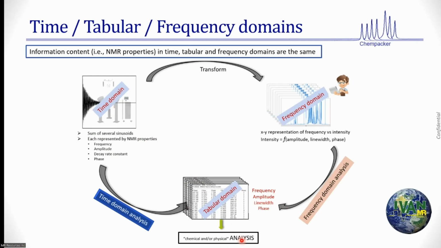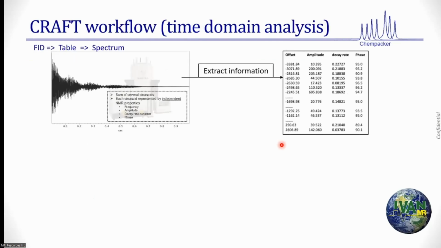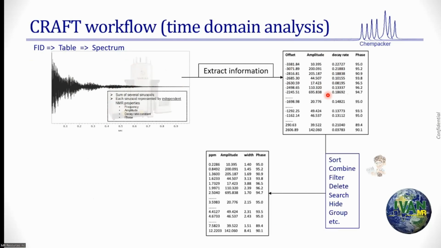All the analysis that we do, whether we like it or not, whether we accept it or not, whether we admit it or not, is in the tabular domain, either on a piece of paper or on a napkin or in your brain. You're still thinking of numbers. The frequency domain is a visual representation of those numbers. That's what we are analyzing. So one level down, what do I mean by time domain analysis? I go from FID to table, and then I apply all my NMR rules.